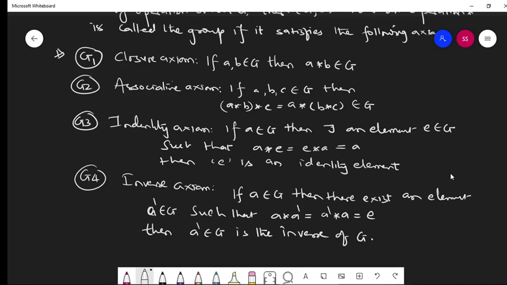So we have to verify the group. Suppose we are given a set of elements, then we have to verify whether that is a group or not by checking all these properties. If all these properties are satisfied, then that forms a group. So closure axiom, associative axiom, identity axiom, and inverse axiom, we have to check all of these. If one fails, then that is not a group. This is the format of group.